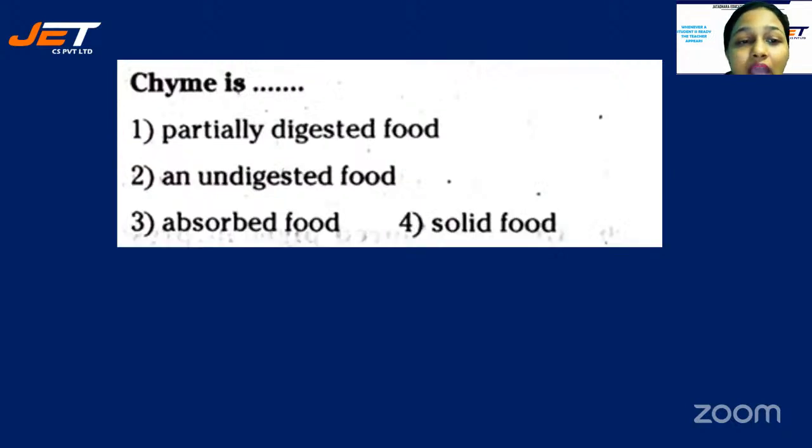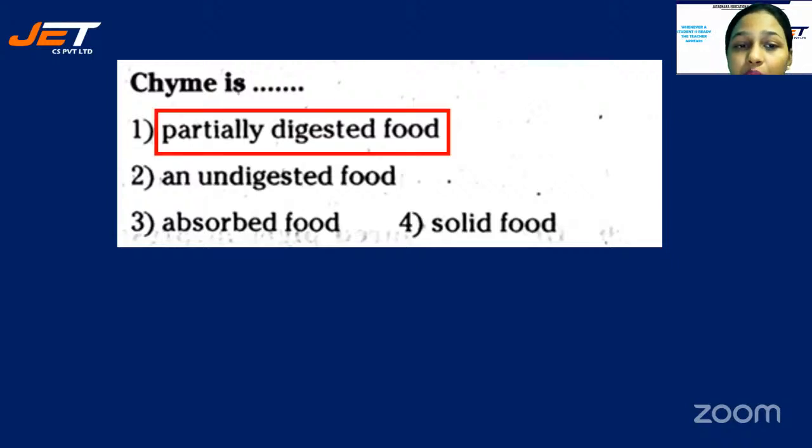Next question. Chyme is partially digested food, undigested food, absorbed food, or solid food. Chyme, or chime, whatever you pronounce. What is chyme? The correct answer is number 1, partially digested food. Okay, those who have opted option number 1, they are right.